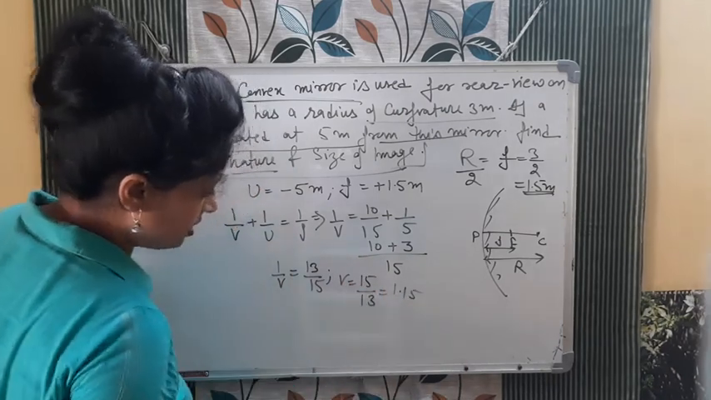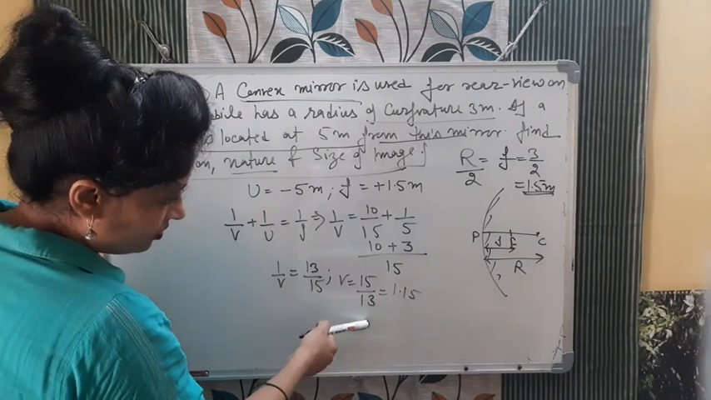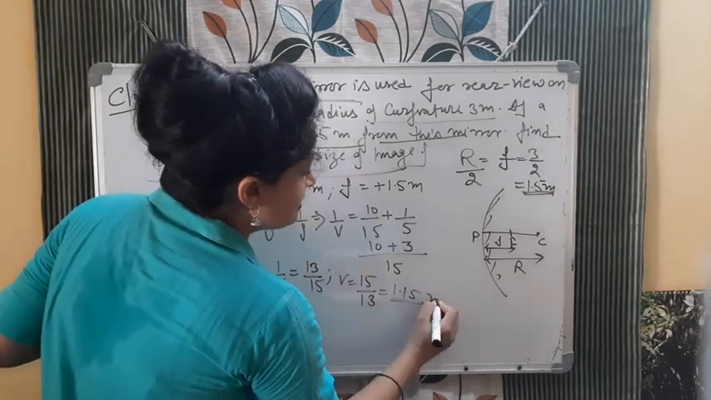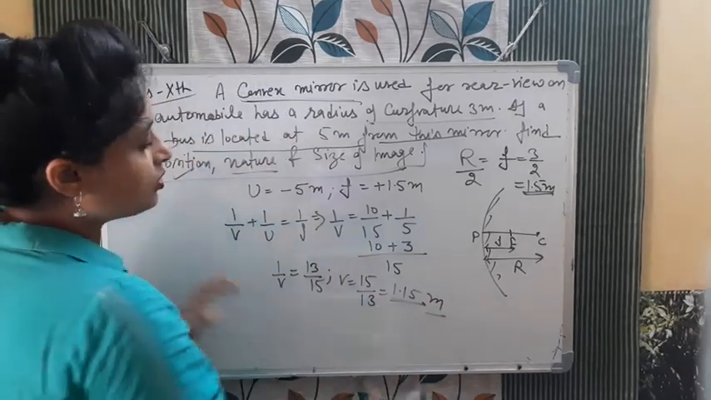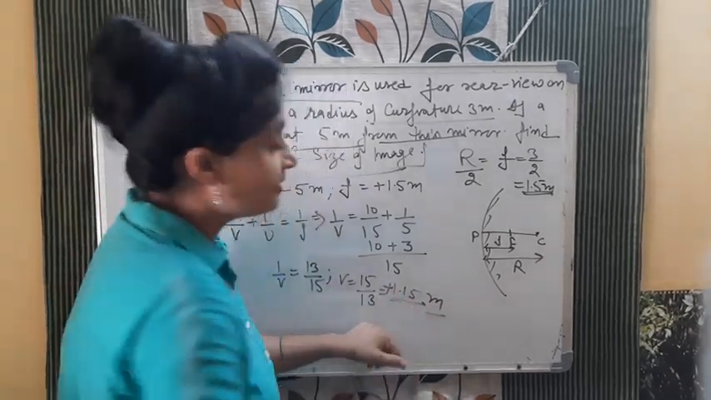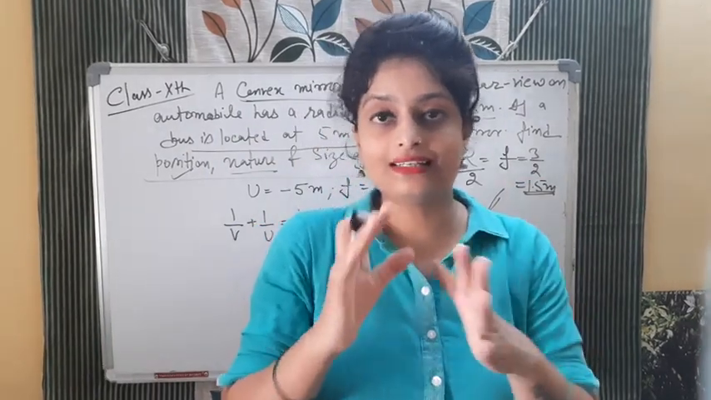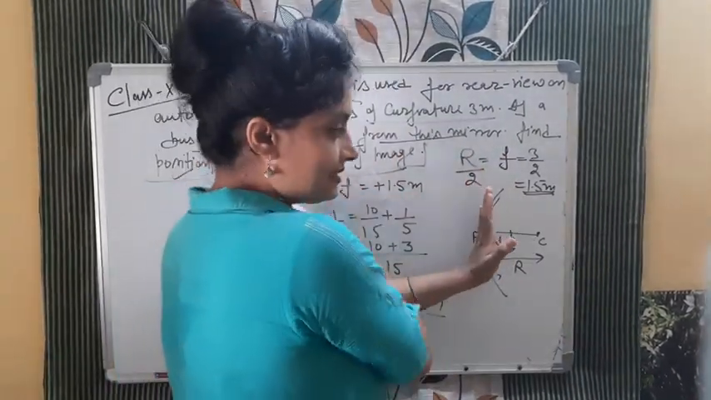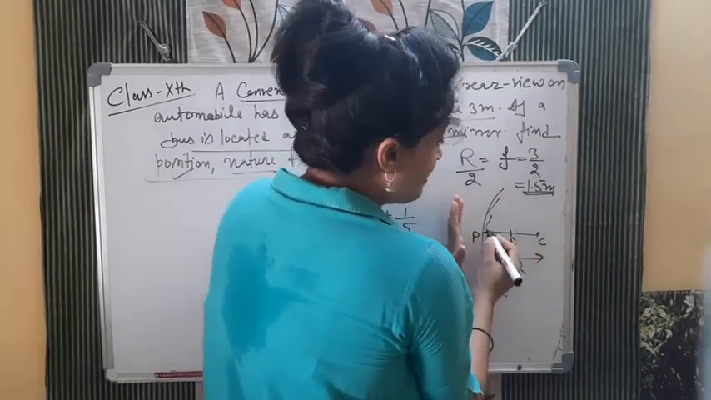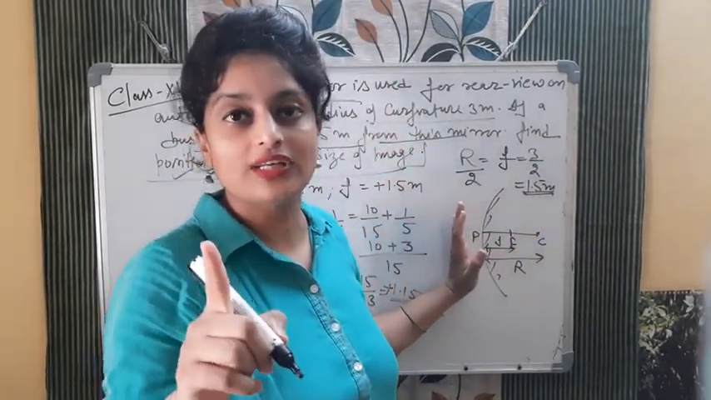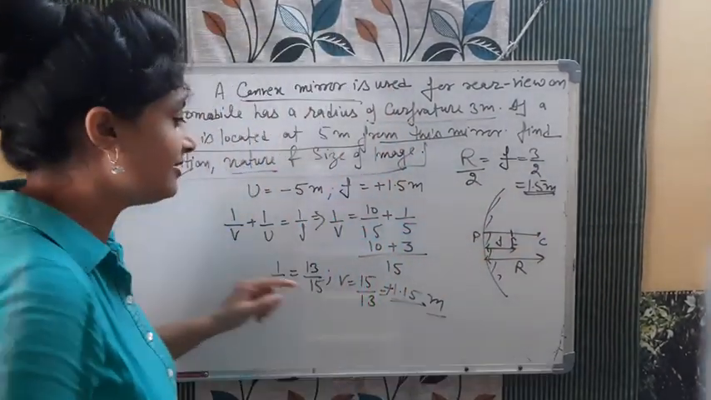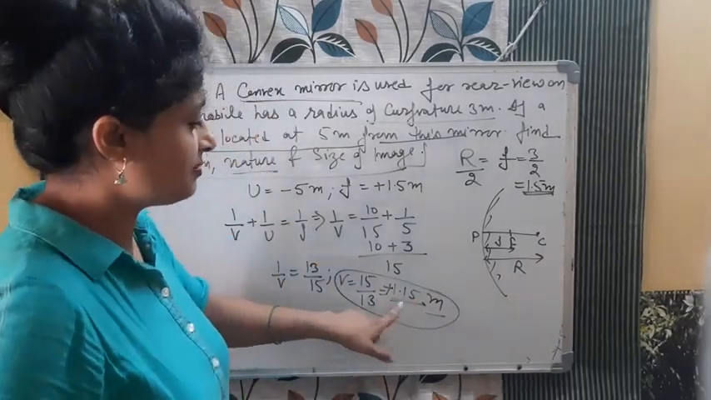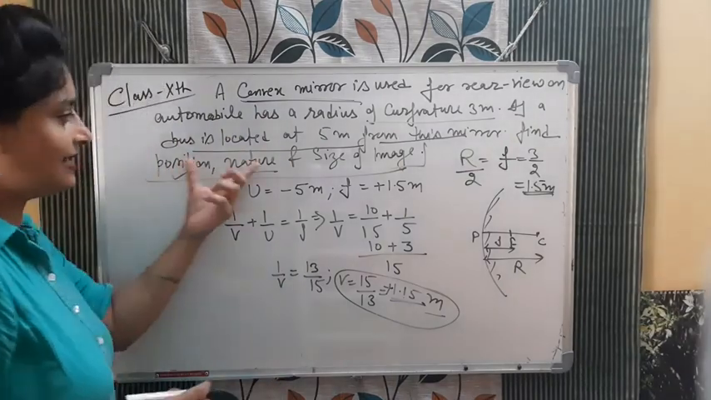I think. Yeah, it is almost like this. So it is this much meter. Now v is also positive. Distance of image is positive. It means it is on this side. And in a convex mirror the image is always virtual and erect. So one thing is clear here that the image is virtual and we found the answer plus 1.15. One thing is clear, nature is clear.